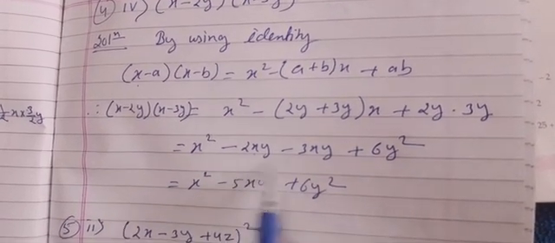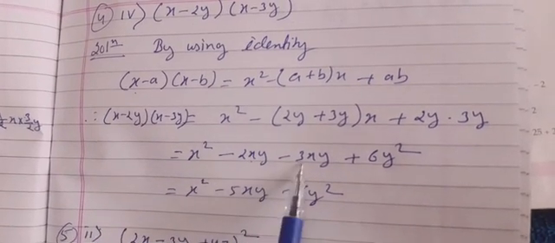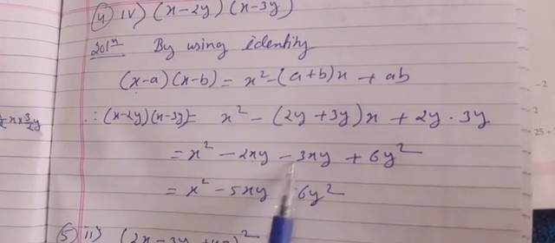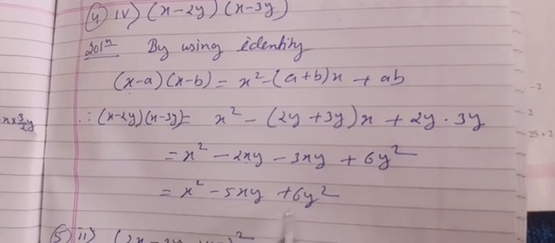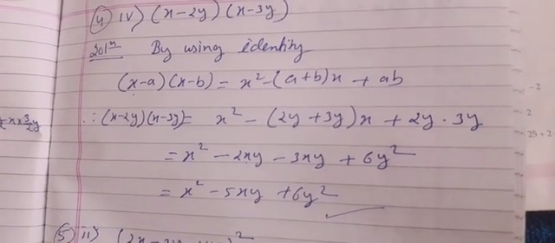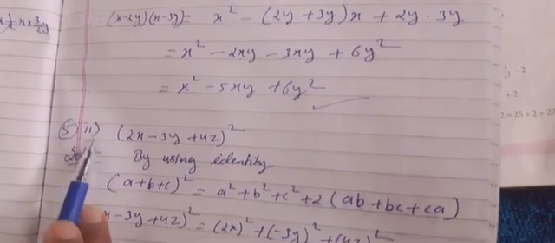So these both are similar terms, so we will solve it. X square minus 2 and minus 3 is minus 5xy, minus 5xy plus 6y square. Here the answer ends. Now question number 5 second.